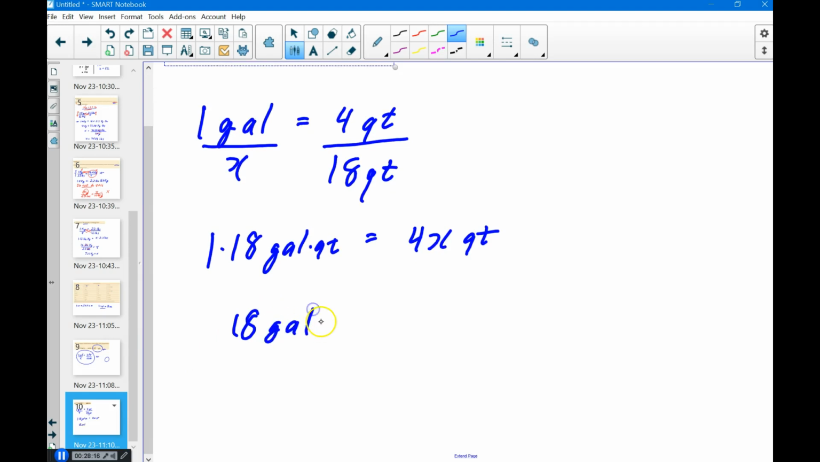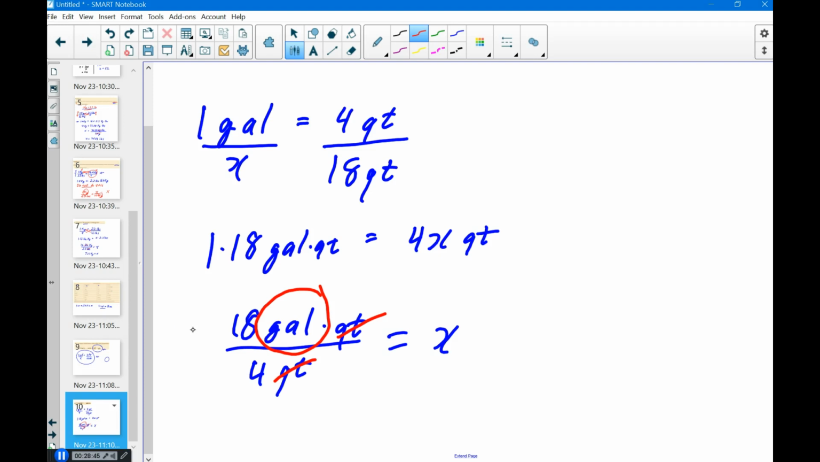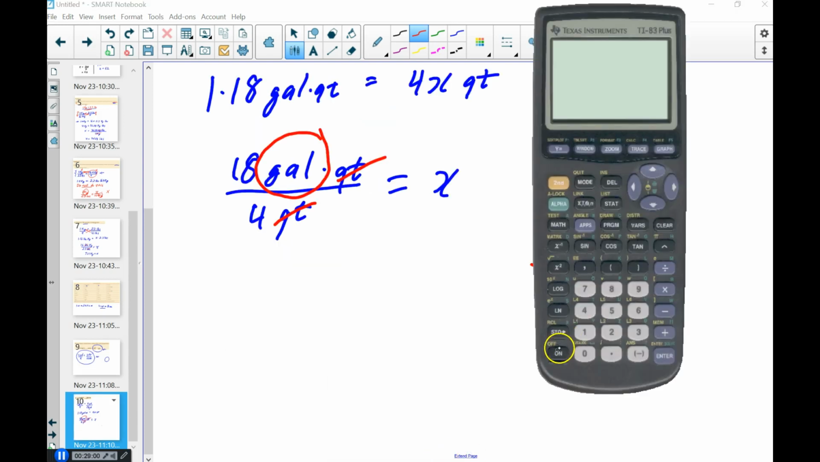So I have X gallons equals 18 divided by 4 quarts. So then quarts will cancel. You'll notice here, bye bye. And we're left with the units gallon. This cancellation is really useful because if we're looking for gallons, once we do the cancellation, you'll notice that we are left with the unit we're looking for. And that's a good indication that we probably did it right. And then on our calculator, 18 divided by 4 is 4.5.